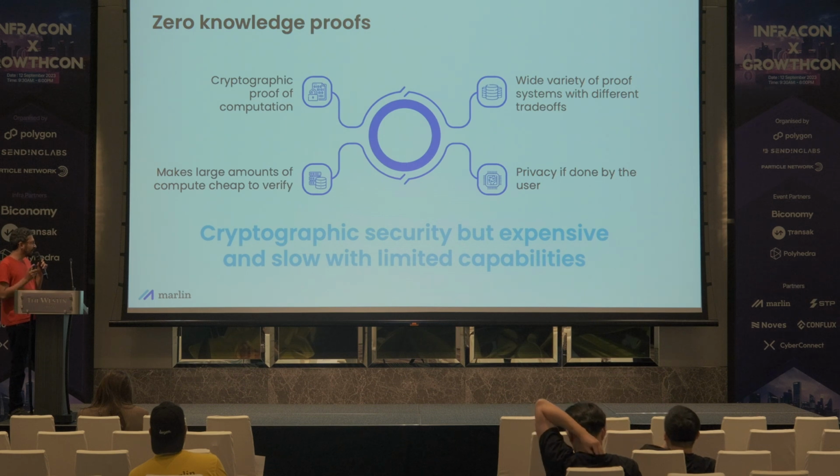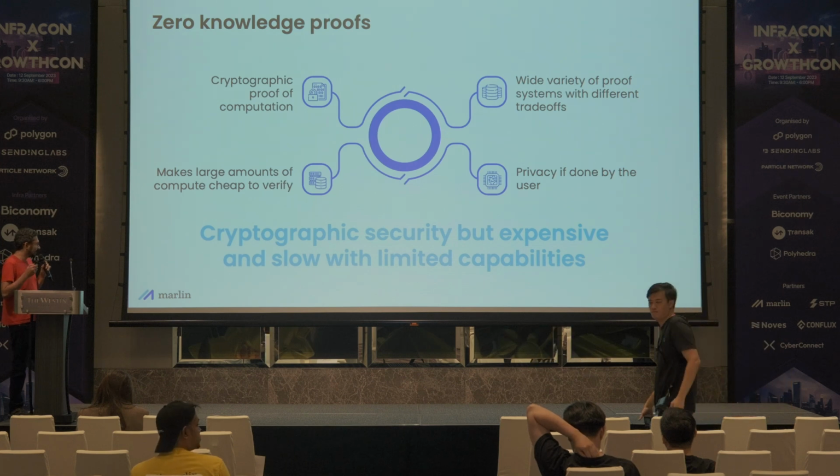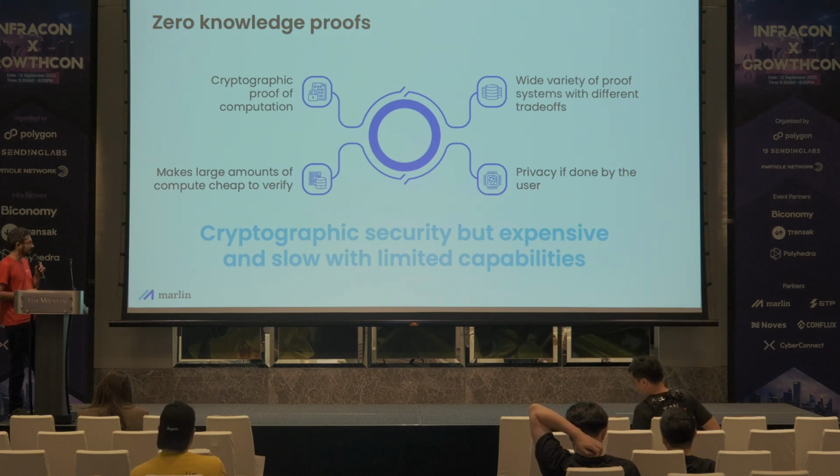And if done well, it basically gives you privacy for free. Right? And the primary goal is of course to make large amounts of compute cheap to verify on-chain. So ZK proofs provide cryptographic security, which is the highest level you can get, but currently they're pretty expensive and pretty slow, with limited capabilities.